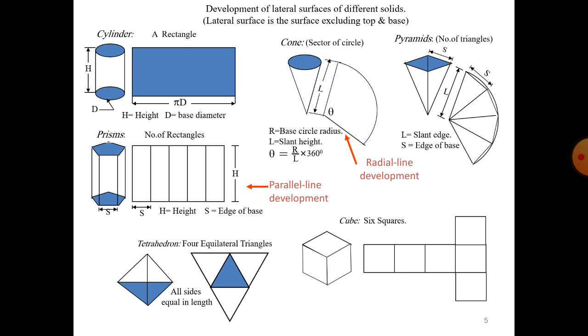So in this way, cylinder and prism use the parallel line method, and cone and pyramid use radial line development.